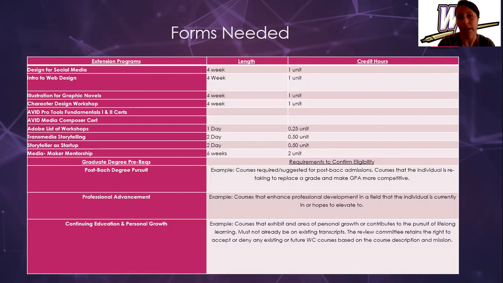On this and on the non-degree seeking form, it allocates how many units are per extension course. That way, again, if you want to take, say, design for social media and you want to take intro to web design, that would give you 2 units. So you'd have to fulfill 4 over that semester that you're competing in order to confirm eligibility.